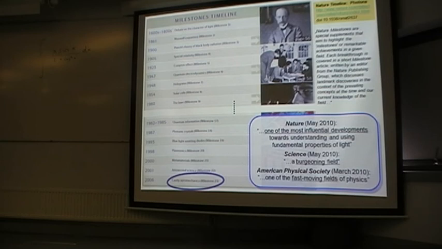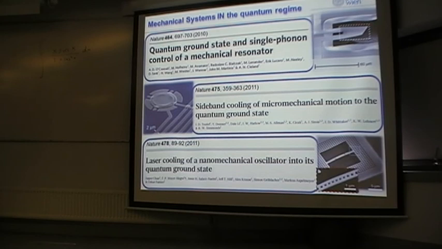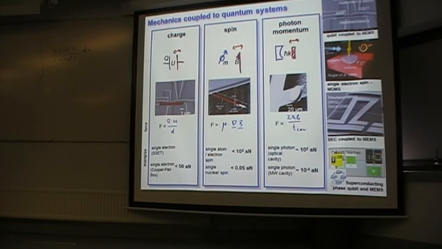And as I said, we are there, we do have mechanical systems in the quantum regime, it's only the beginning, and I just told you about optomechanics, but as you can see, and I told you also, you can couple to all the other degrees of freedom, and this has been done, and with this outlook I would like to stop here.